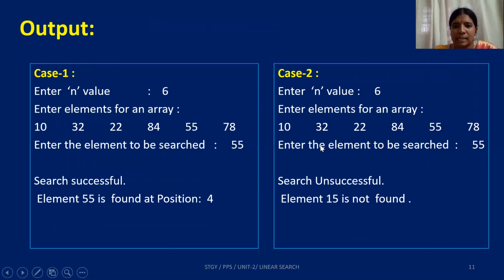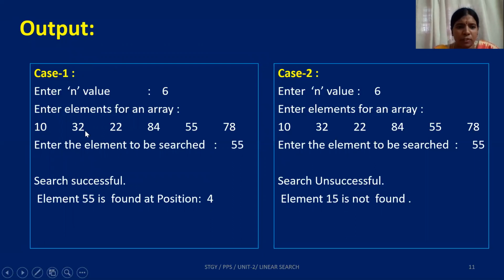So here is a sample example. When you know that your n value is 6 and your elements are this, you're searching for 55. Okay, sorry, it's a printing mistake. It's not 55, it's 15. 15 is the element that you're looking for, and 15 is not there in the list. So therefore you say it's unsuccessful search.